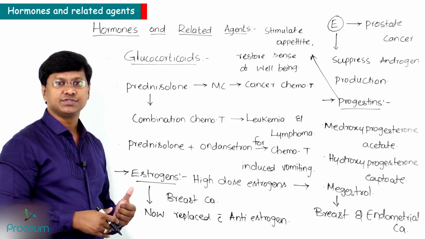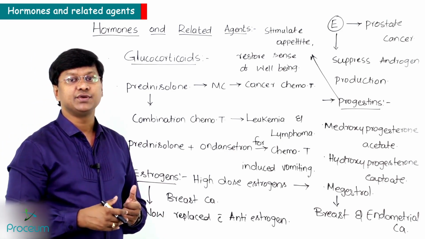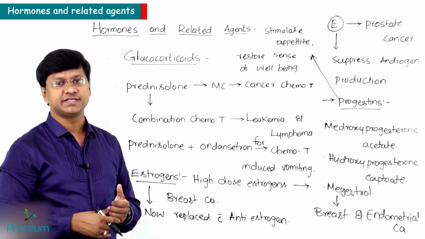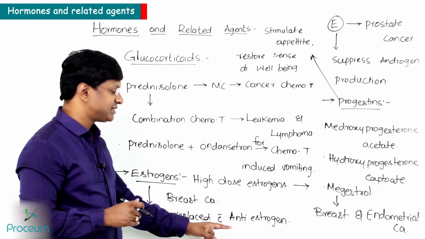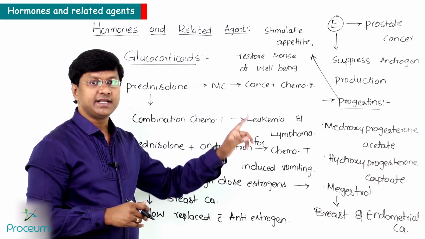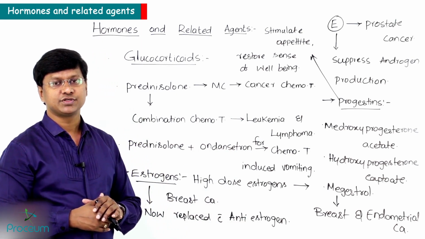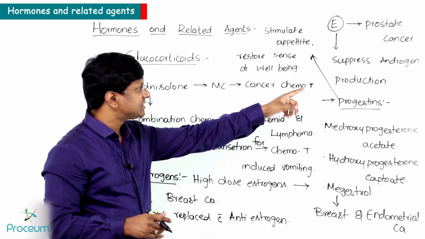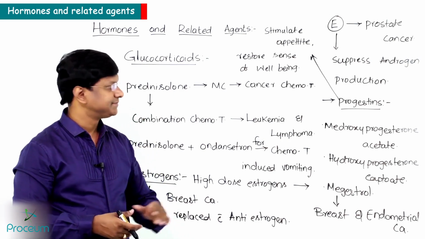Next, you take estrogens. The previously high dose estrogen therapy was used for the treatment of breast carcinoma, but now it has been replaced with anti-estrogen therapy. And estrogen is also effective in case of prostate cancer because it causes the suppression of androgen production.